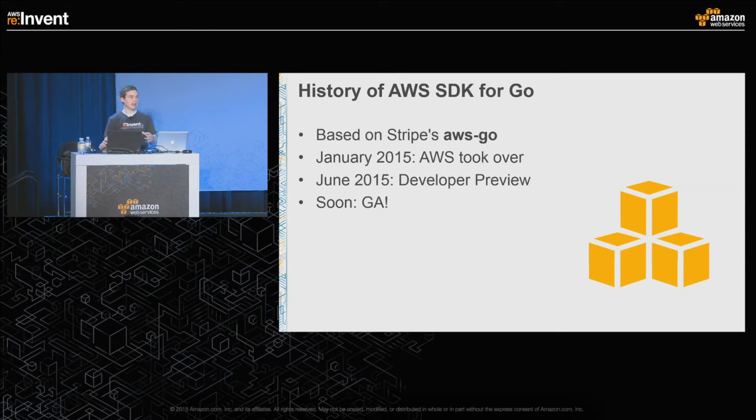The SDK started out as the AWS Go project owned by Stripe, and it was coded in a way that's similar to our other SDKs. It was model-driven, it was easy to update, and it had a pretty consistent interface. Along with Stripe, we decided that the best thing to do for the Go community going forward was to have a single, canonical, officially supported SDK for Go. AWS took over the project in January of 2015, and in June of 2015, after iterating on the project, adding new features and support for new services, we launched a developer preview.